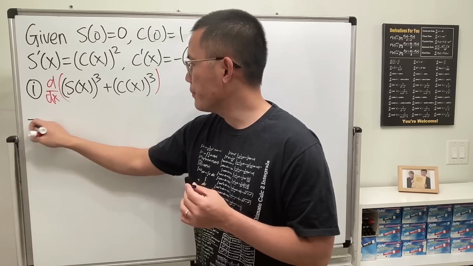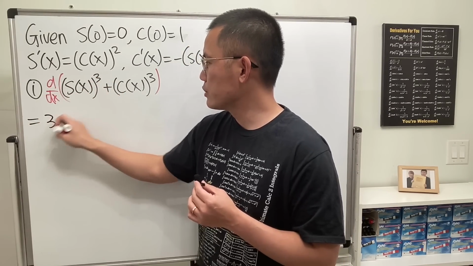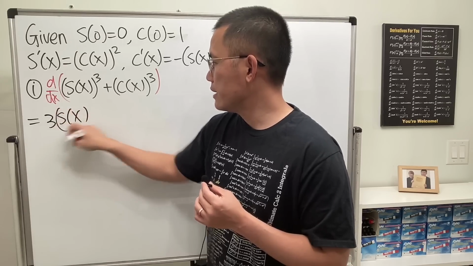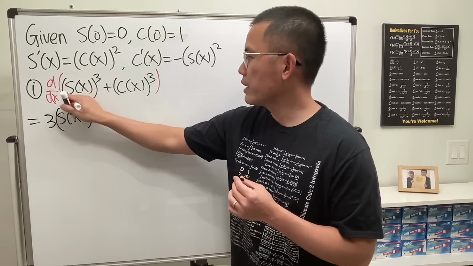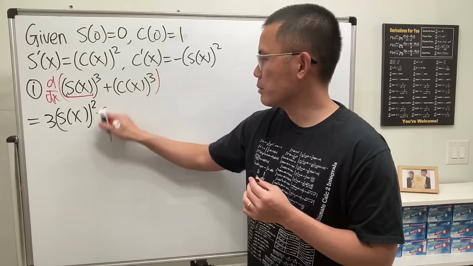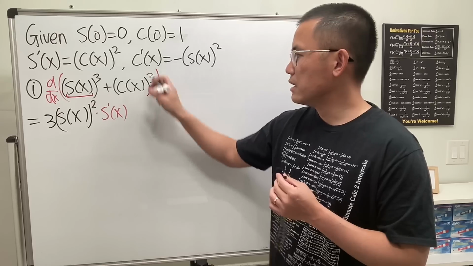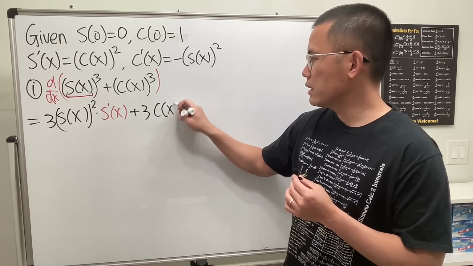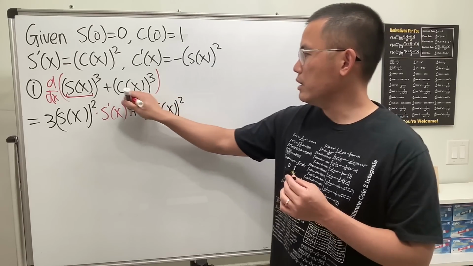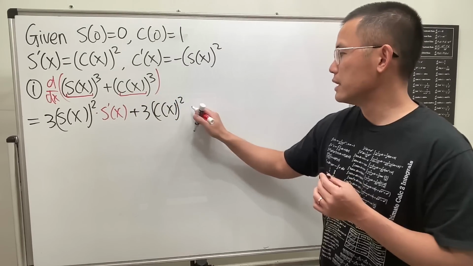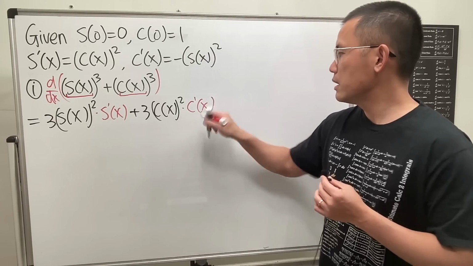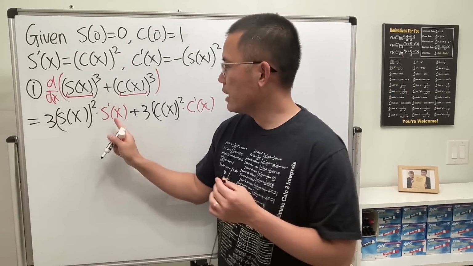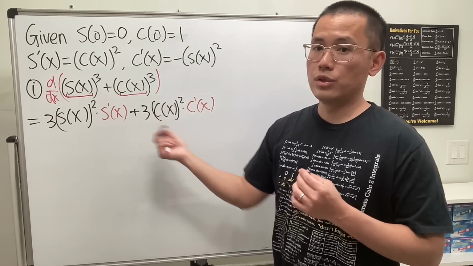So right here, power rule in action: bring the 3 to the front, and then subtract 1 from the power, and then right here use the chain rule, so you multiply by s prime of x. Continue here, put the 3 to the front, and then subtract 1, and then here we multiply by the derivative of c of x, so that's c prime. Now this and that are given, so we can just plug in.